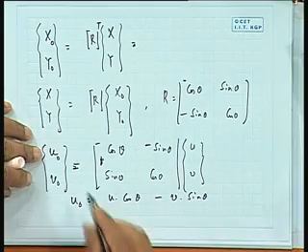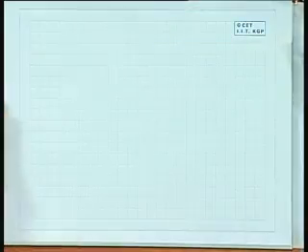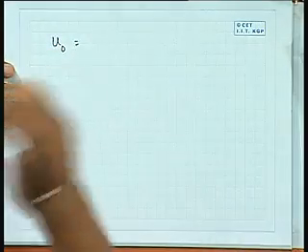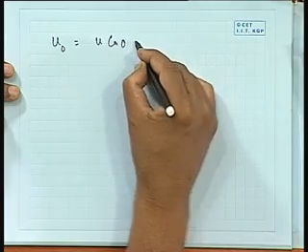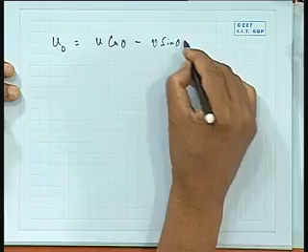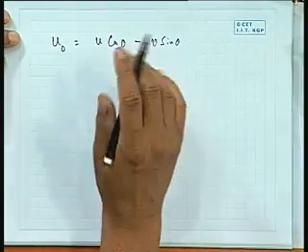Now comes the ball game. Now I want to do u dot. So, I will start with this. This is an interesting point. So, I have got u0 equal to u cos theta minus v sin theta. Okay. So, what happened is that we have got this u and v terms properly.